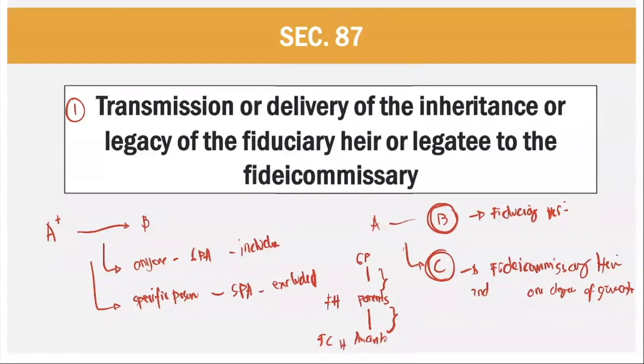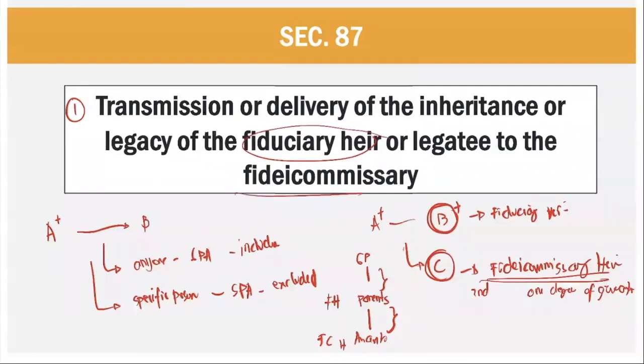Because we said it should not be included in the estate of the fiduciary heir. Why? Because in actuality, it is not owned by the fiduciary heir, but it is owned by the fideicommissary heir. So, A, namatay. Tapos, B, namatay. Isasama ba natin yung property ni B kay C? Kasi ang sabi dyan, delivery of the fiduciary heir to fideicommissary.